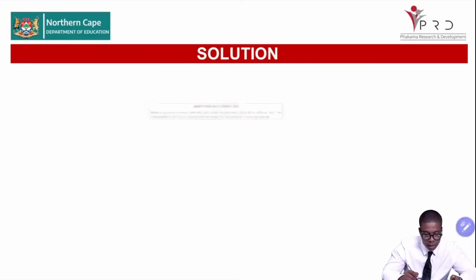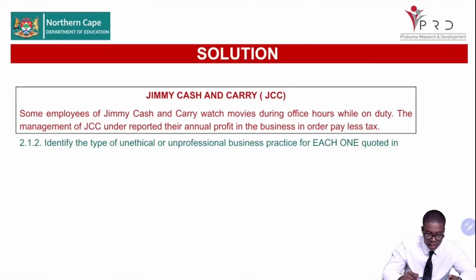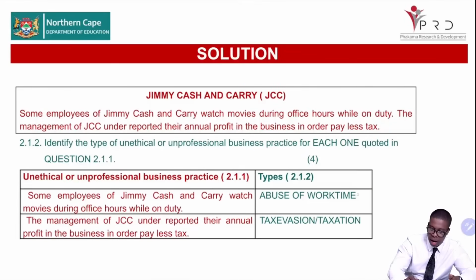Then now identifying the unethical and unprofessional business practices for each one quoted. So we have abuse of work time, because time is being abused as employees are watching movies during office hours. They are expected to be working. So this is a correct type of unprofessional practice. And then when you look into the management wanting to underreport so that they evade tax, we call that tax evasion. That is correct.